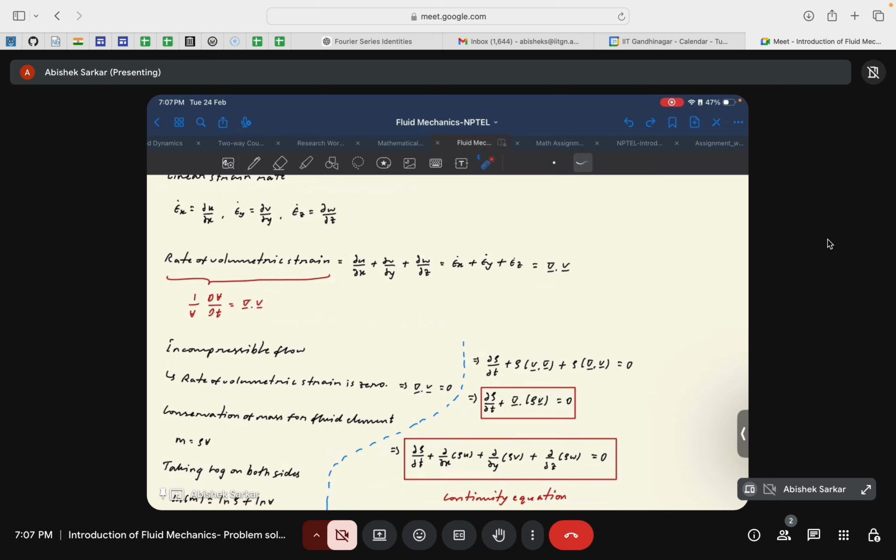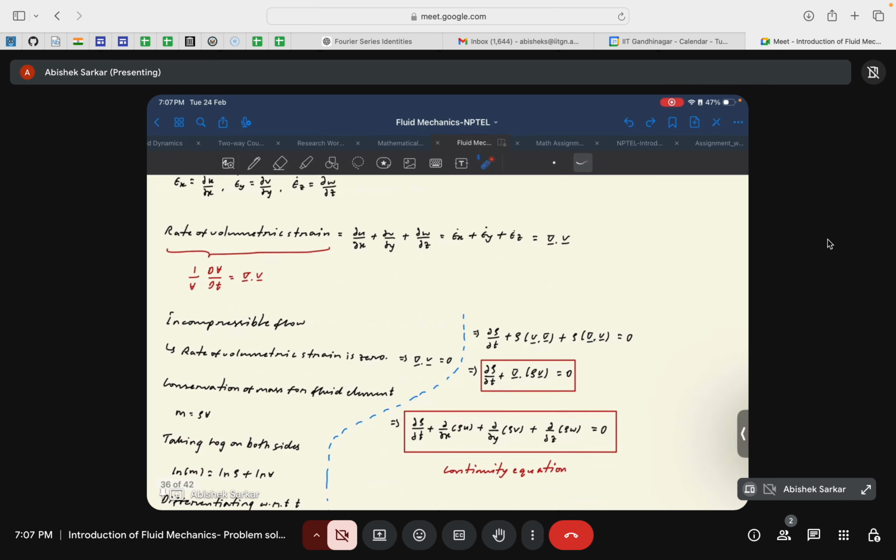And if you see, this expression can be written in a vectorial form as nabla dot v, or del dot v. I say nabla, that's the correct terminology, but del dot v is also fine. No problem with that. So that's why this rate of volumetric strain per unit volume is equal to nabla dot v, and we will use this in our corresponding derivations. Just keep this in mind.